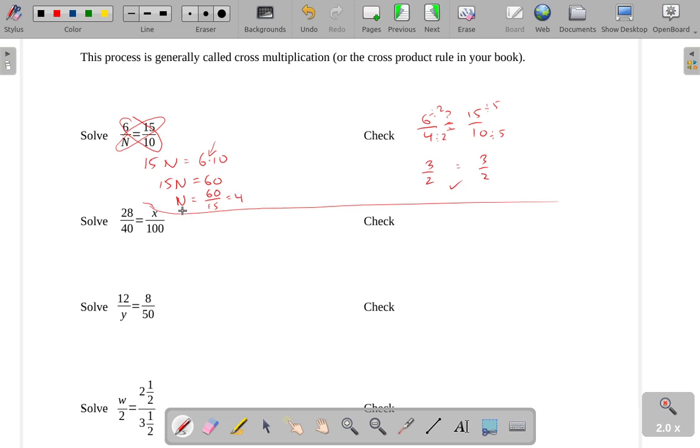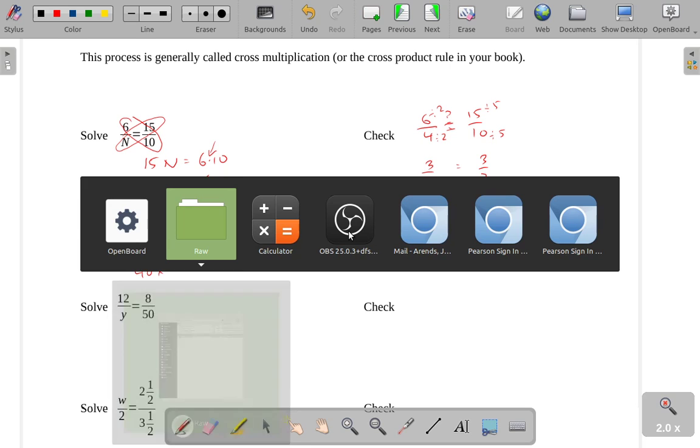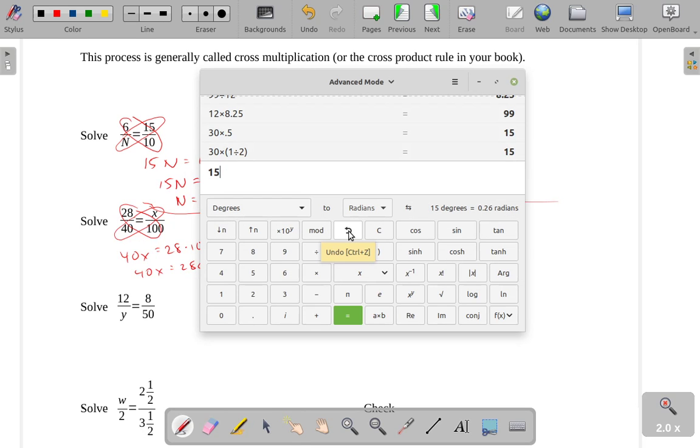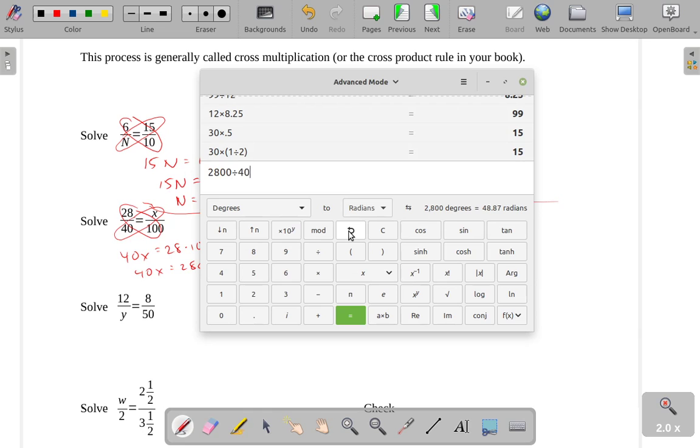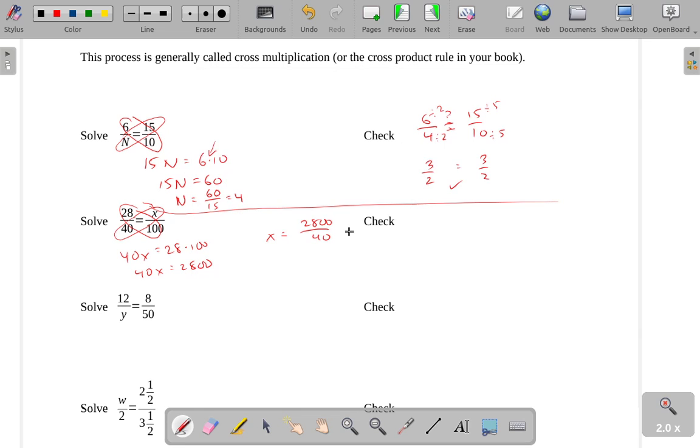So, in any case, to solve this proportion, I'd do the same thing as the previous one. I'd go ahead and say that 40 times x equals 28 times 100. That's 40x equals 2800. And that gives me x equals 2800 divided by 40. I could just ask my calculator what that is. I could go about the process of reducing it, but I'll see if this comes out nicely. And it does. We get 70.